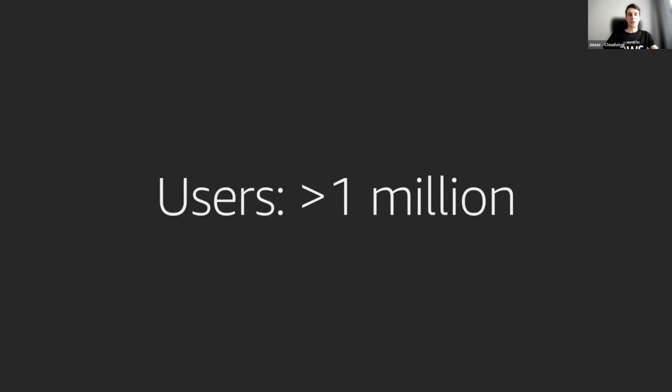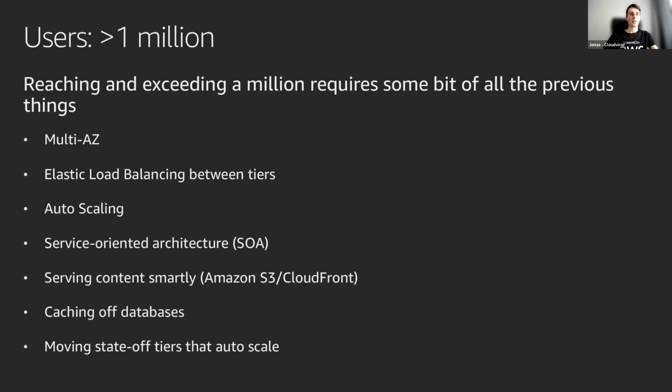And when we come to the 1 million user mark, let's reiterate what we have done. We employed multi-AZs, so we have our working nodes, web servers, and databases spread across multiple AZs and possibly even regions. We are distributing our requests through Elastic Load Balancers. We are using auto scaling to scale our working fleet. We're using SOA, and we broke down our monolithic application into microservices. We're serving our content through Amazon CloudFront, utilizing S3 for static content. We're caching the database in ElastiCache, and we're moving state out of tiers that auto scale.